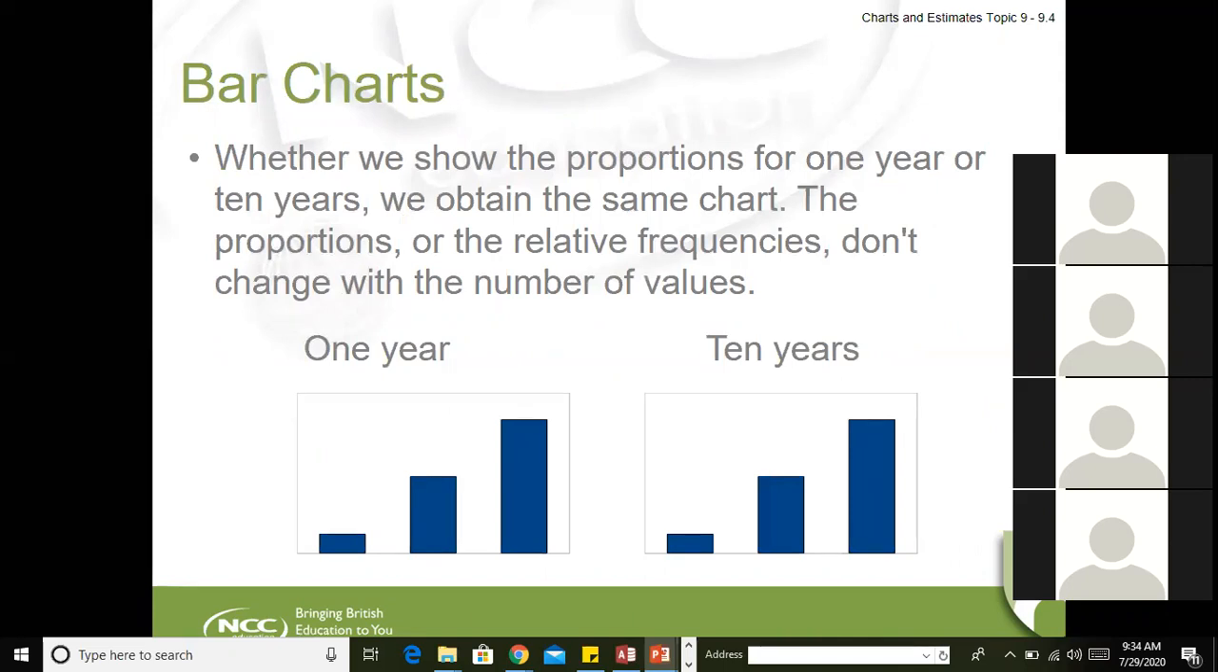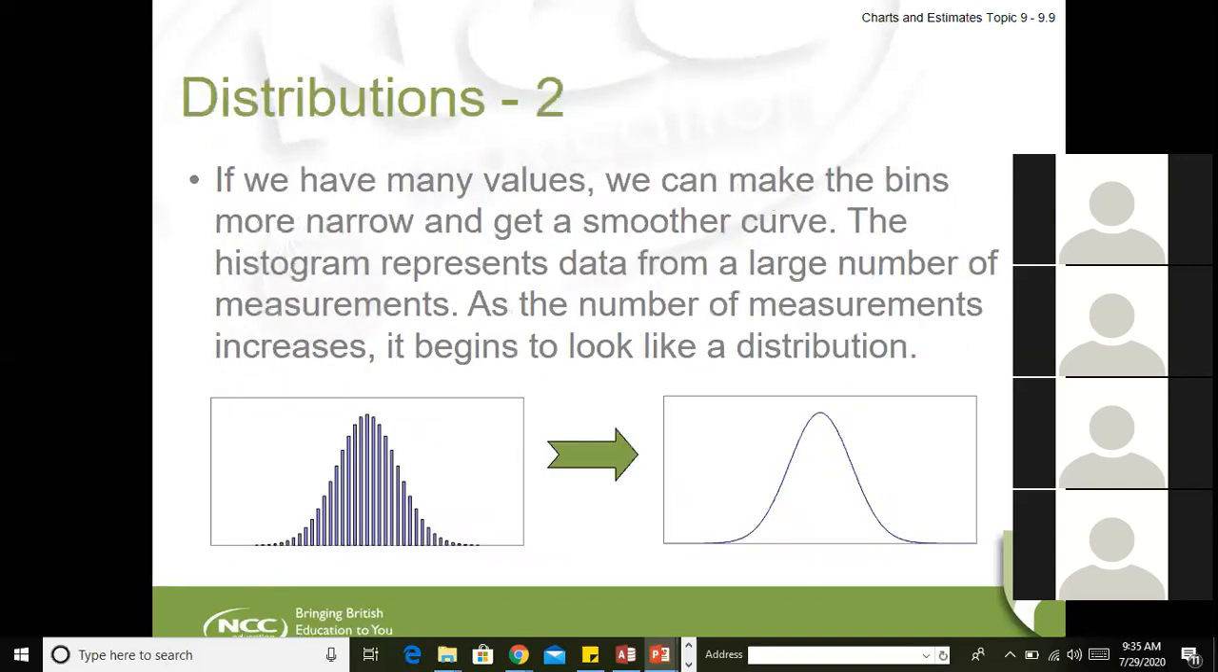When I draw a line starting from the bottom left corner, following these diagrams, I'll come up with a complete curve. If we have more bars coming down like these two we have, then the curve will look more like a proper curve. Then it will show us a distribution like what we have here. If we have many values, we can make the bins narrower and get a smoother curve.